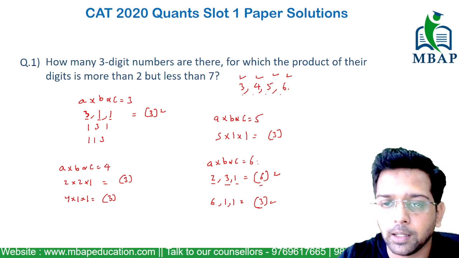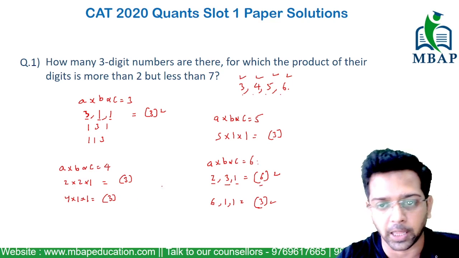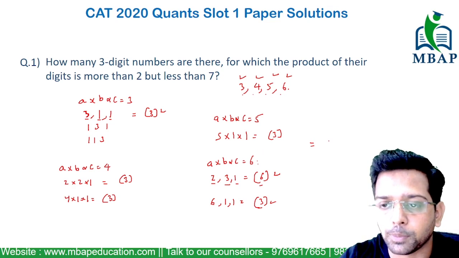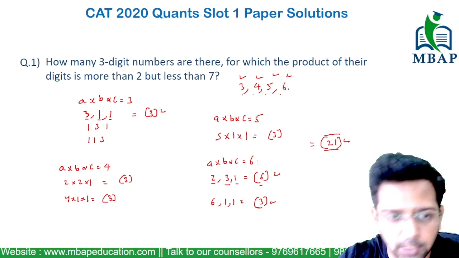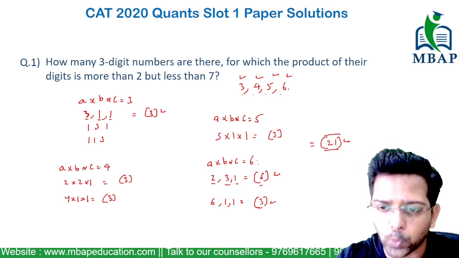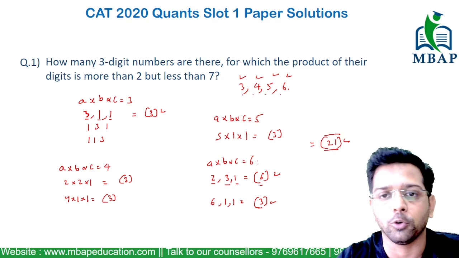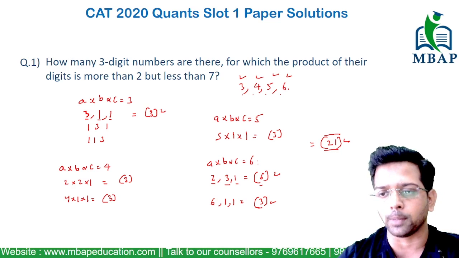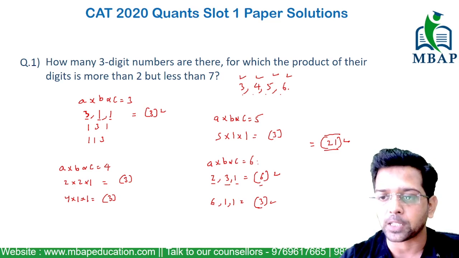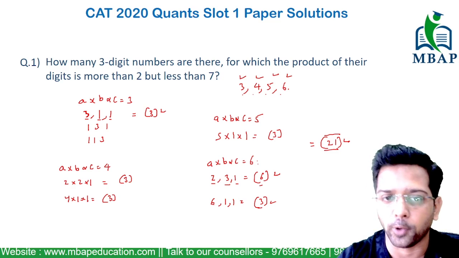3 plus 6 plus 3 plus 3 plus 3 plus 3, the total number of cases which is possible will basically be 21 such cases. Hence, the final answer for this question will basically be 21. And that's how you very beautifully have solved the first question. Considering all the possible cases, the total number of numbers which is possible would be simply 21. I hope all of you have understood this.